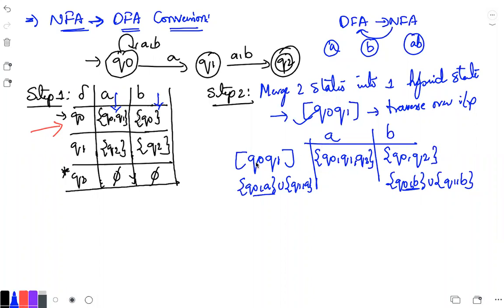Q0Q1 on A means Q0 on A union Q1 on A. This is basic set theory. I think it is the distributive property or something. So Q0Q1 on A, you can view it as Q0 on A and Q1 on A. So what is Q0 on A? See the table. Q0 on A is Q0 comma Q1. So this is the Q0 part. Q1 on A is Q2. So this is the Q1 part. The three has come up. Just like Q0 on A is Q0Q1, Q0Q1 on A is Q0Q1Q2. Clear up to this point?